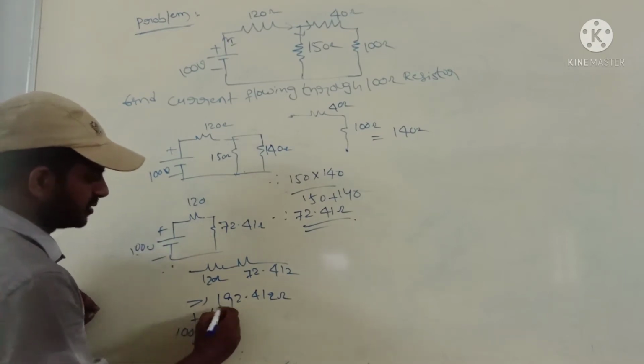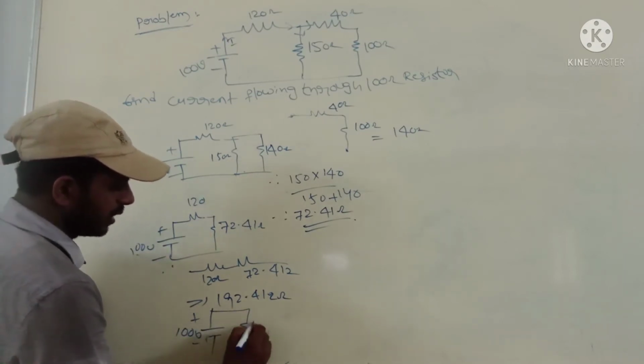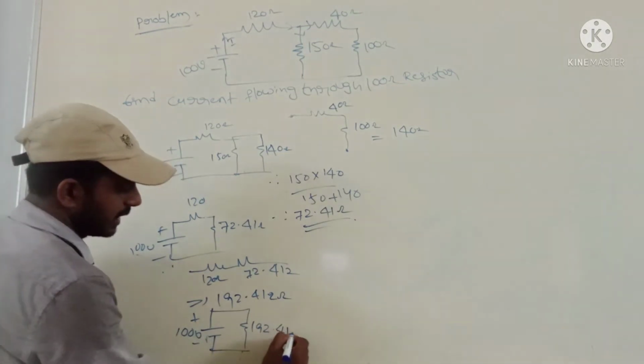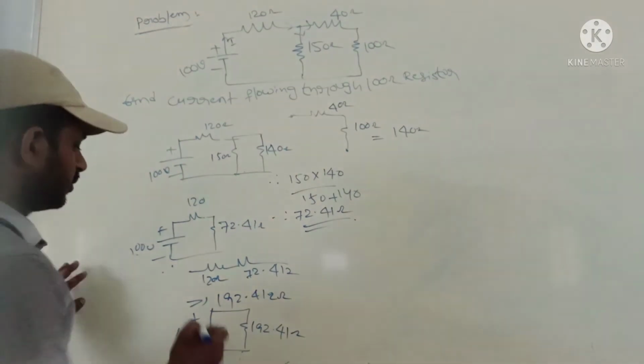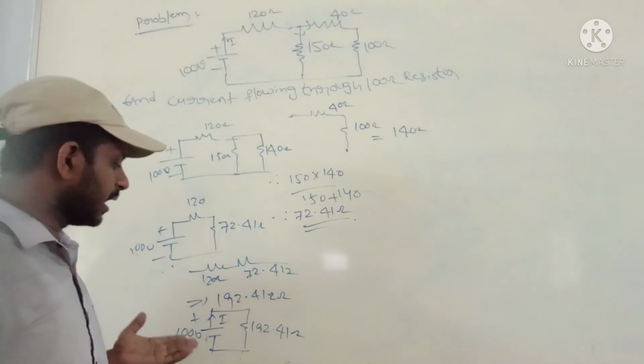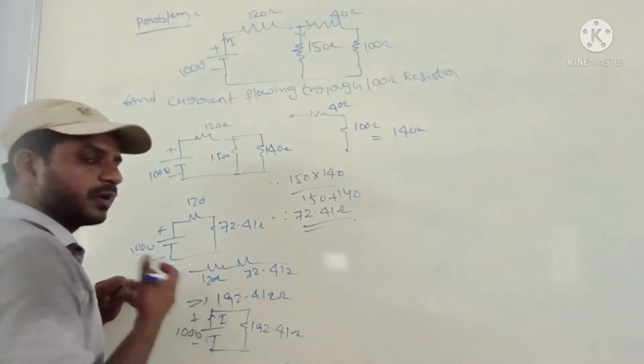And here also we get 192.41 ohms. We have to represent it like this. So from this circuit, we can simply calculate the current also. And how do we calculate the current?